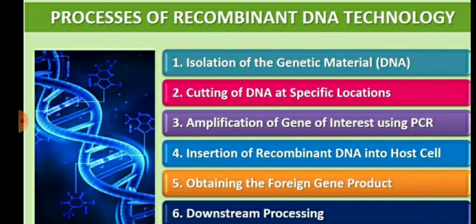So there are various steps of recombinant DNA technology. In this process, the first step is the isolation of the genetic material, which is DNA. Then cutting of the DNA at a specific location. After that, the amplification of the gene of interest using PCR. PCR means polymerase chain reaction. After that, the insertion of the recombinant DNA into the host cell, and then obtaining the foreign gene product. And the last process is downstream processing.